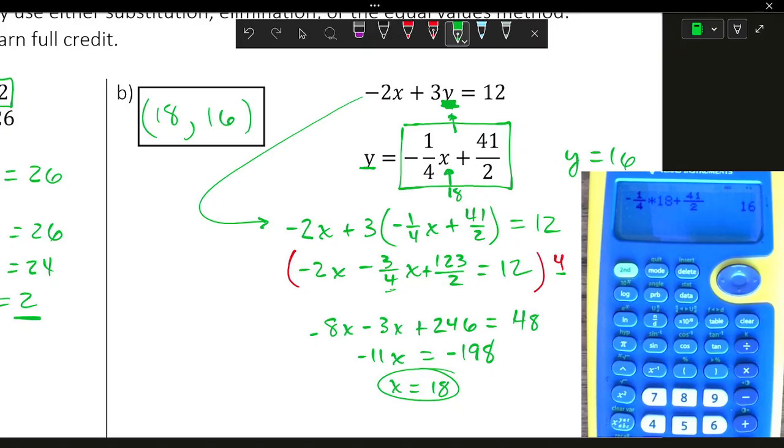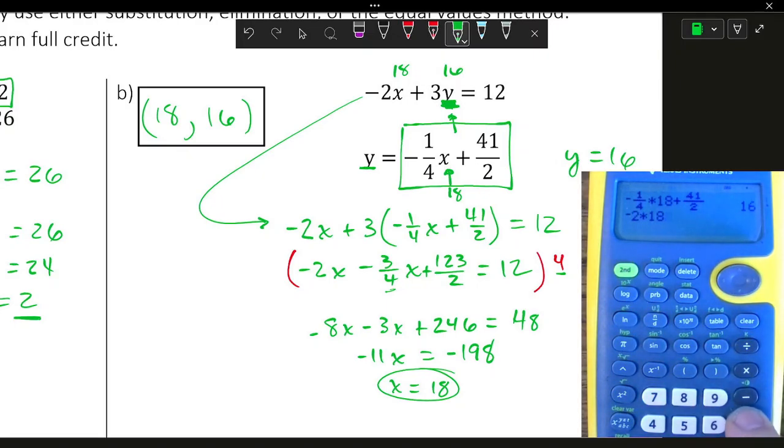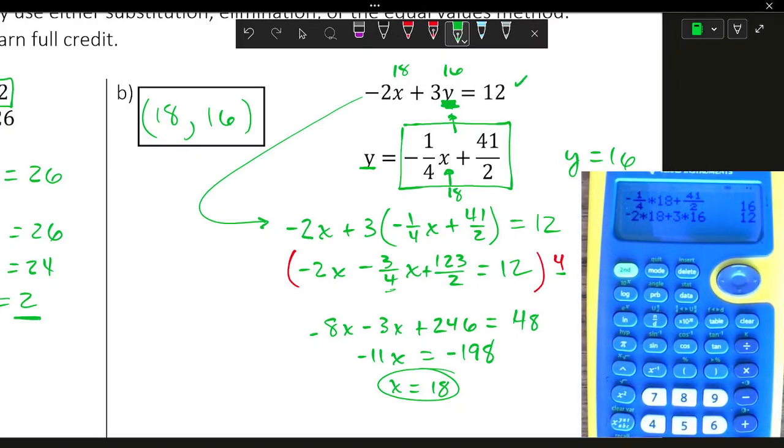If I want to double check that, I'm going to run that through that first equation. So again, this is going to be 18, and this is going to be 16. I'm going to take negative 2 times 18, plus 3 times 16. And when I do that, I get 12, which is exactly what I should get. So it definitely satisfied that top equation. And I'm pretty sure it's going to work in the bottom equation because I think that's how I got those numbers. Let me just double check it though.